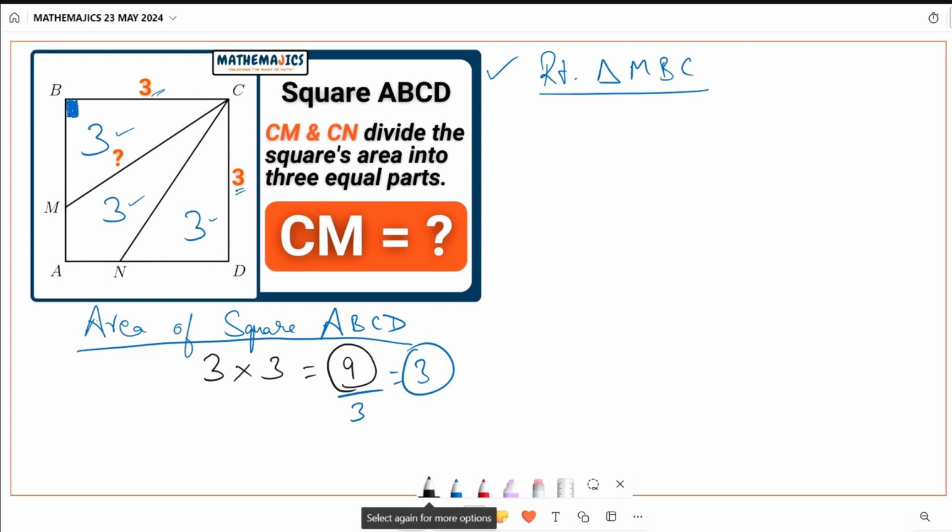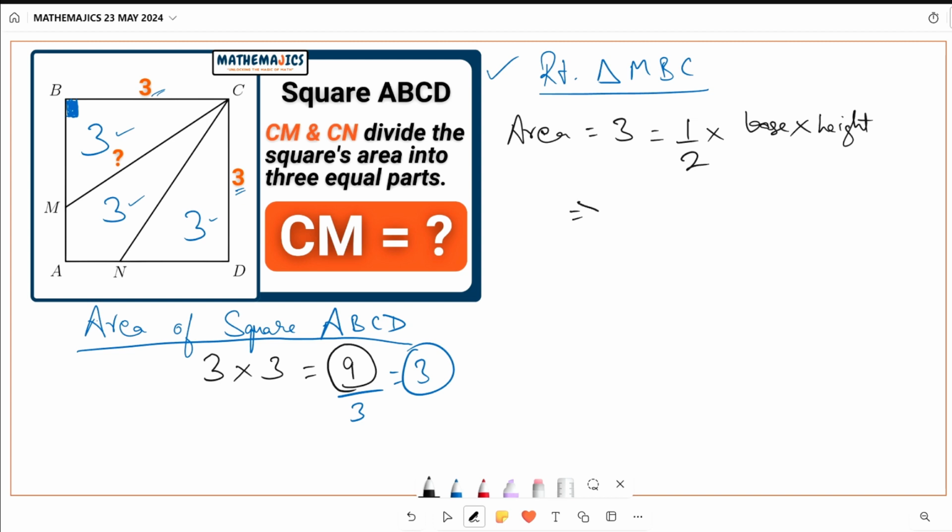What will be the area? Area is 3 unit square, as we have found out. And what is the formula? The formula for triangle area is half times base times height. So we use half times base, taking the base as MB, and the height we know is BC. If we solve this, we get 6 equals MB times 3. BC is 3, so MB turns out to be 2.